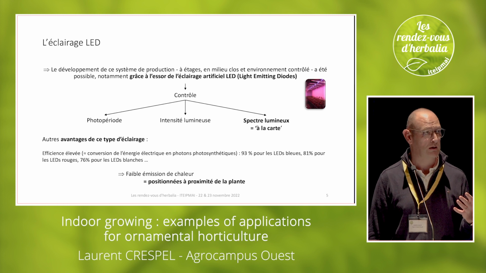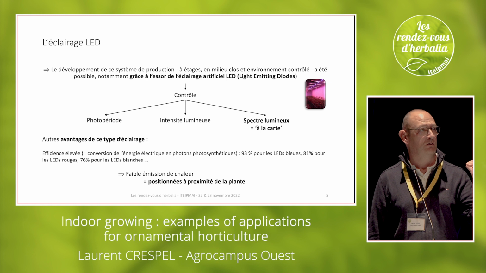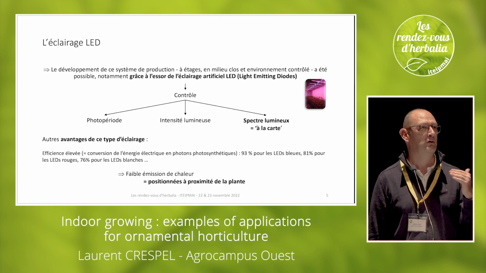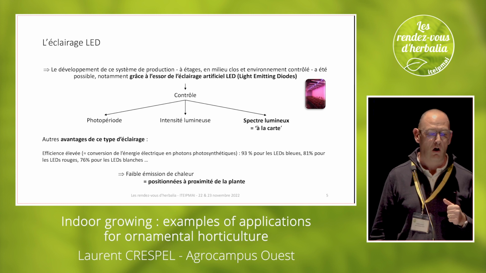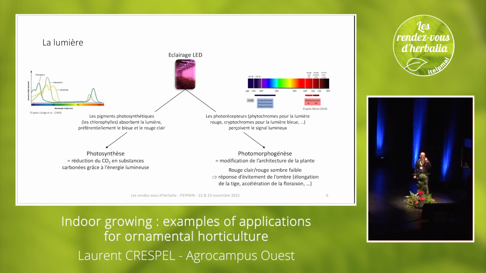Which means that it produces less heat. So they can be set closer to the plant without burning them. So it increases the height to which you can produce. You can go closer to the lamps.